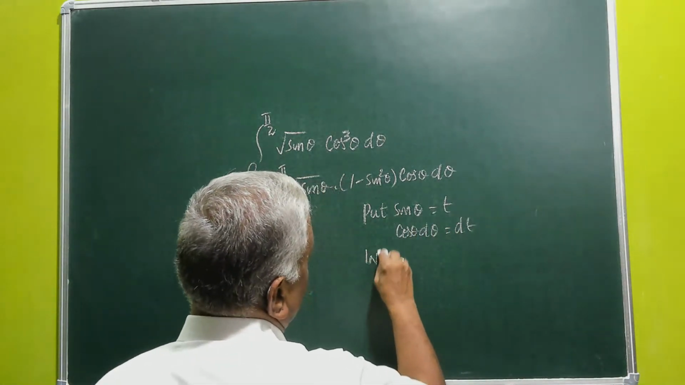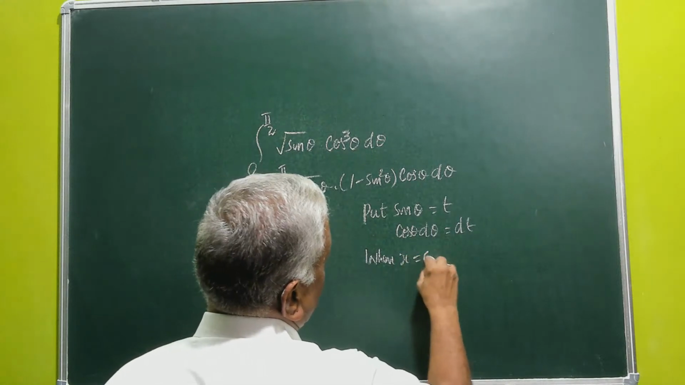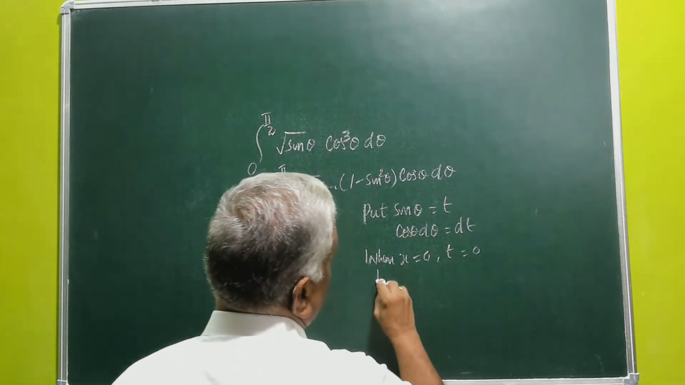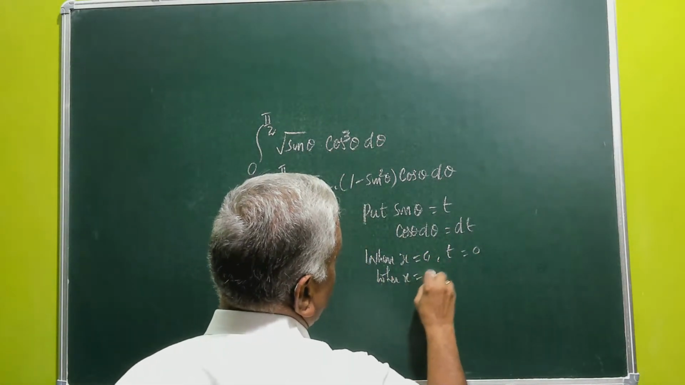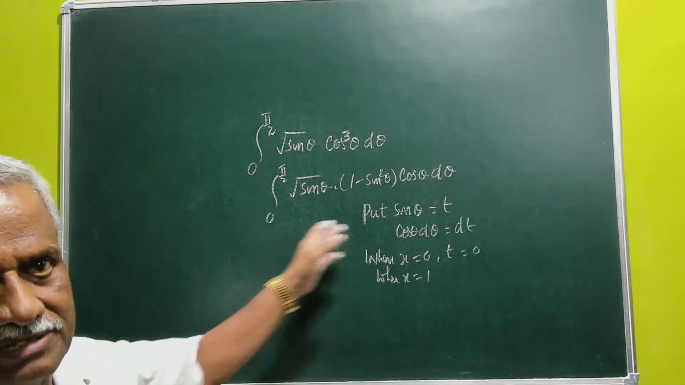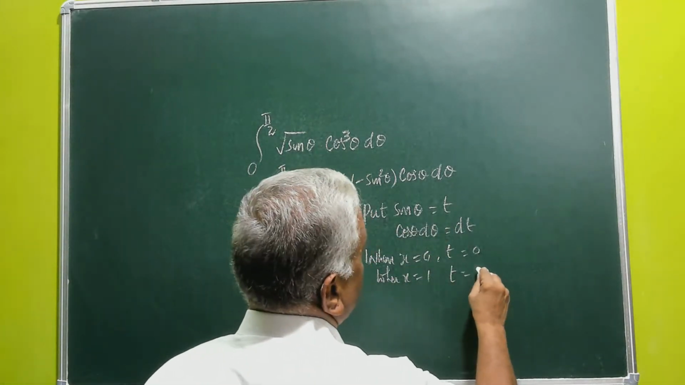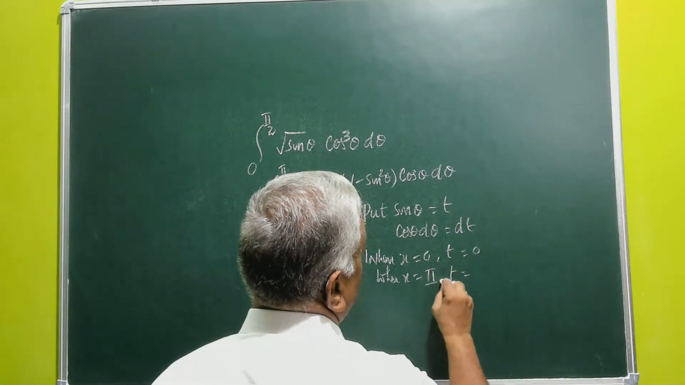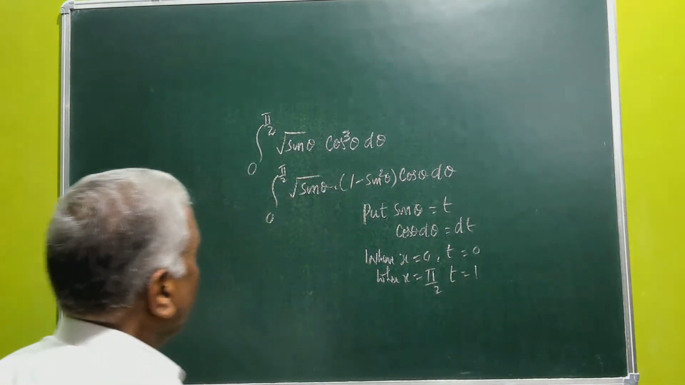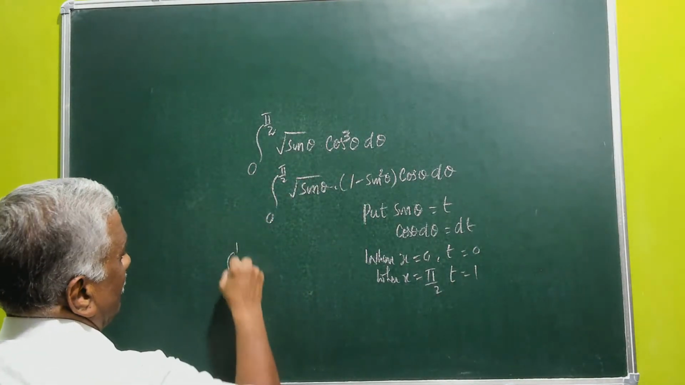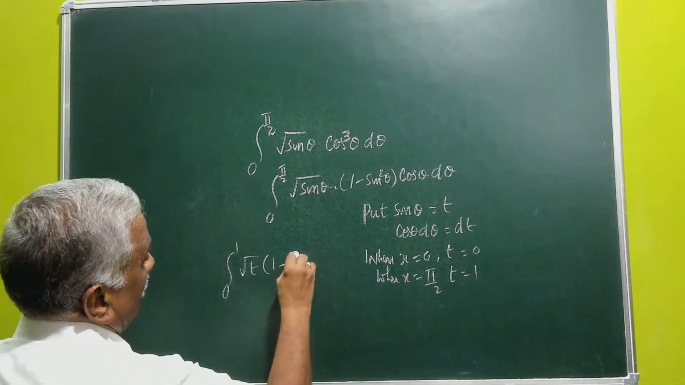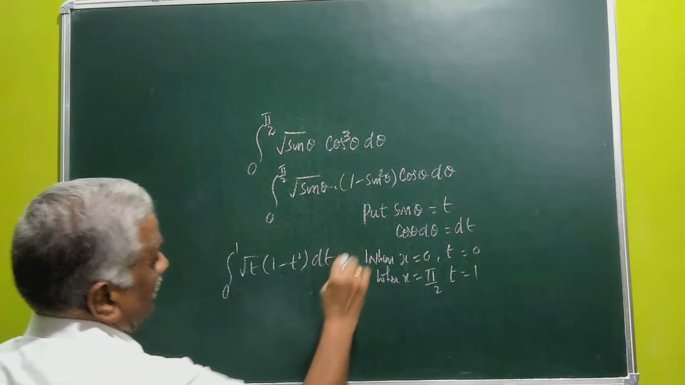Change the limit. When x is equal to 0, t is equal to 0. All this there is no need of working, but I am working here. Right? In CET you can directly write this. So t is equal to sin 90, and when x is equal to pi by 2, t is equal to 1. So it becomes integral 0 to 1 root t into 1 minus t square dt.